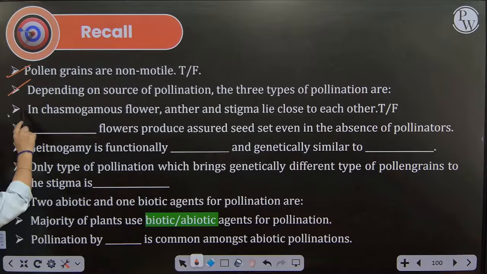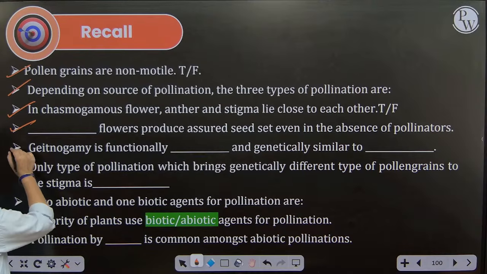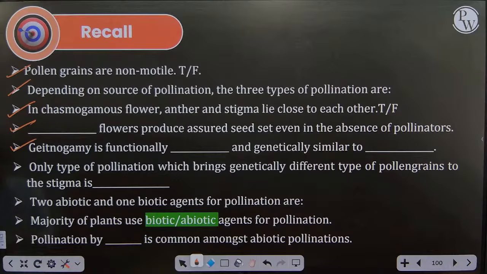In chasmogamous flowers, the anther and stigma lie close to each other. Is this statement true or false? This is about cleistogamous flowers, closed flowers. Then dash flowers produce assured seed set even in the absence of pollinator. Those are cleistogamous or closed flowers. Next is geitonogamy. Functionally it is known as xenogamy and genetically it is autogamy. The only type of pollination which brings genetically different pollen grain is xenogamy.